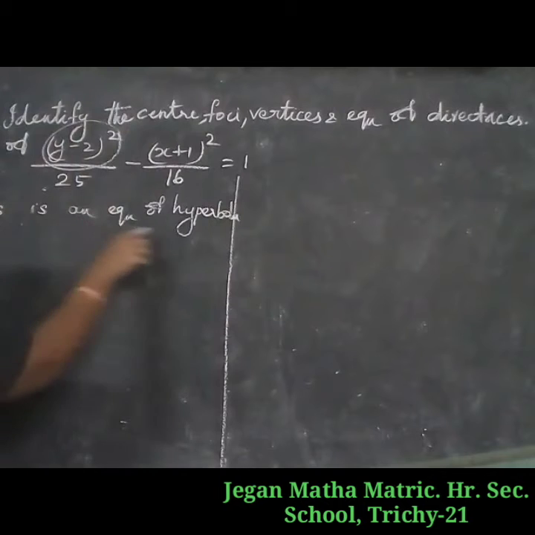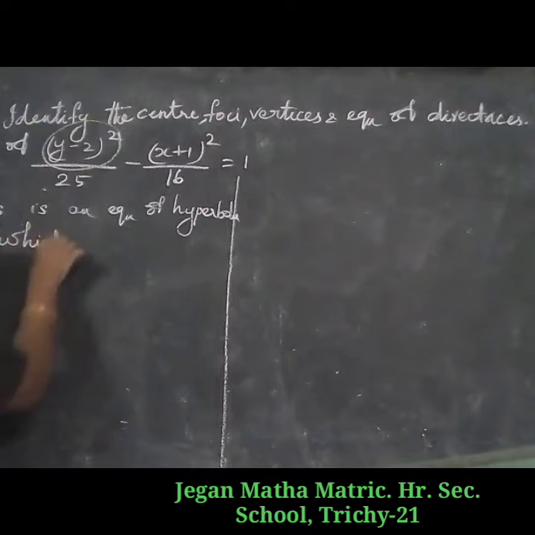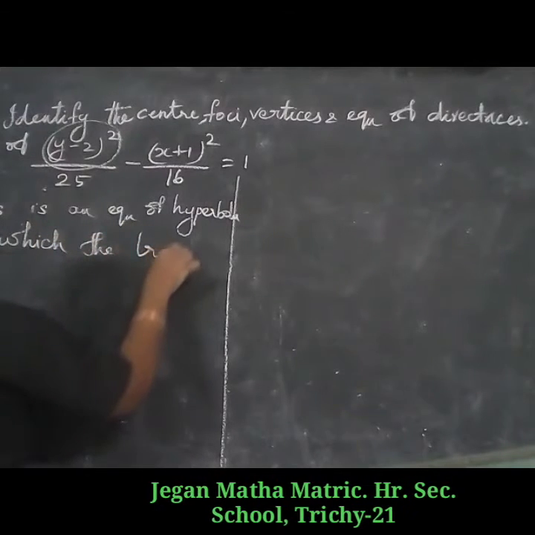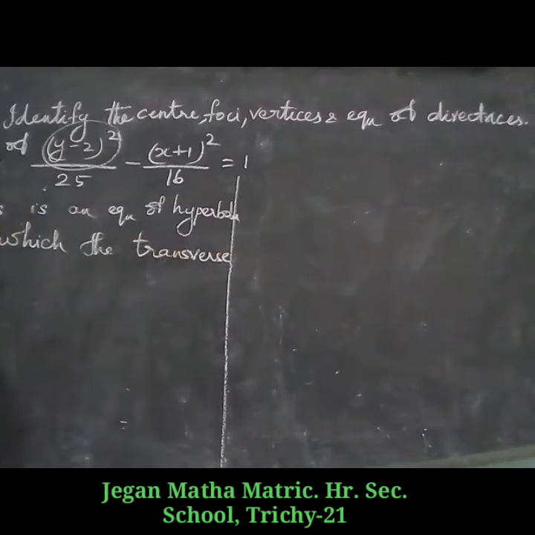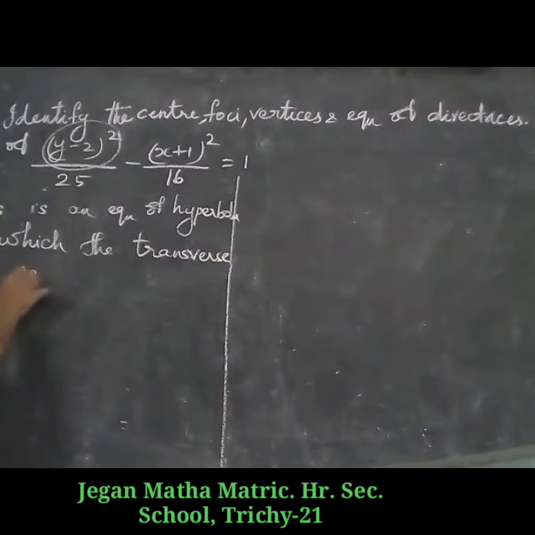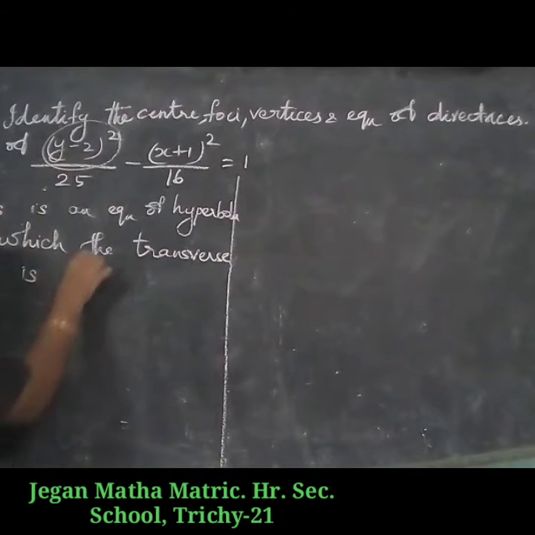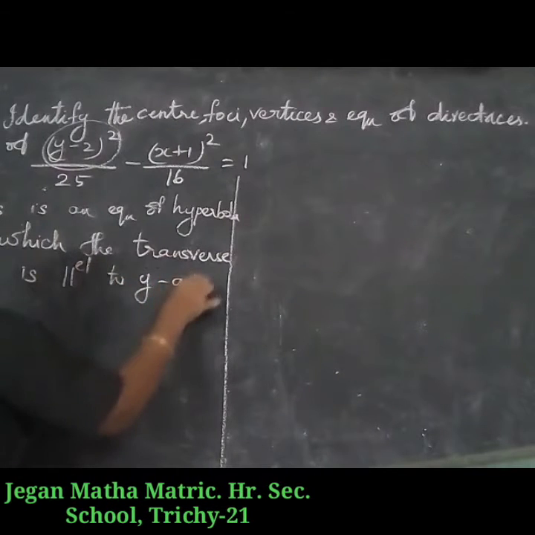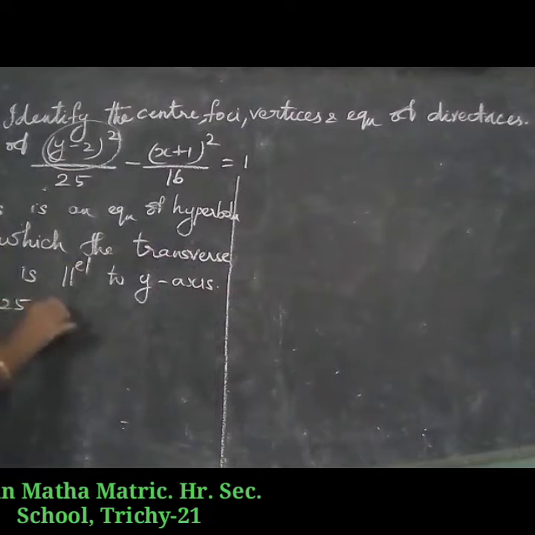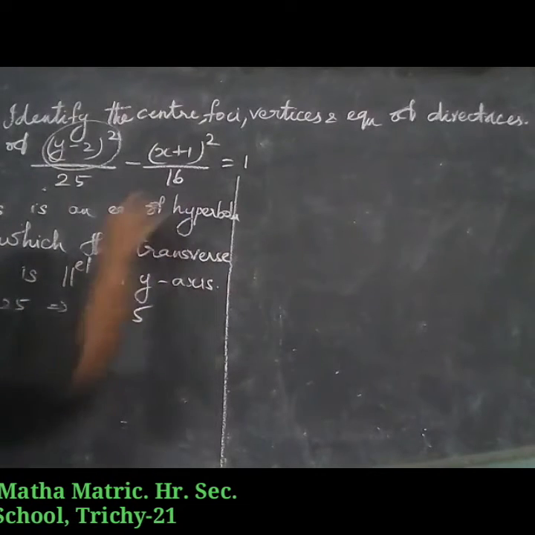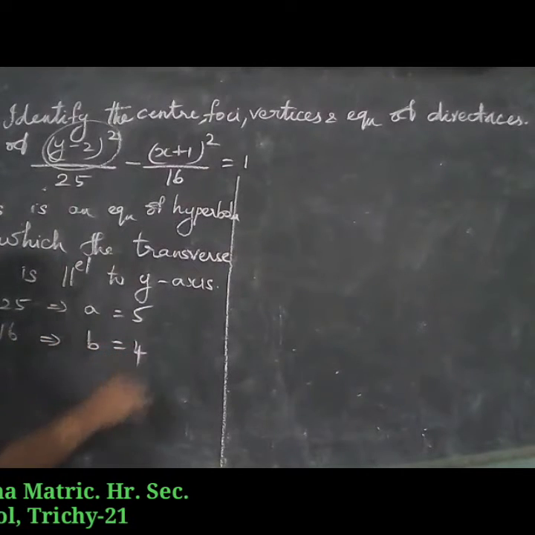So here this is the equation of hyperbola in which the transverse axis is parallel to the y-axis. A square equal to 25. Therefore, a is equal to 5. B square equal to 16. b is equal to 4.